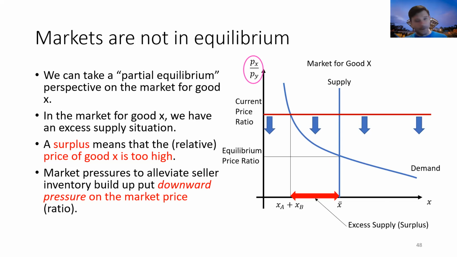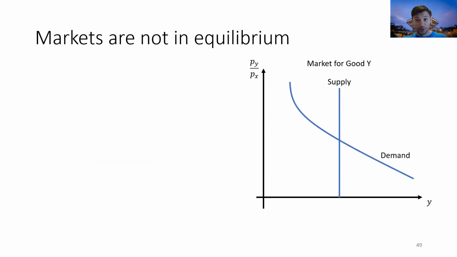Now, let's shift gears and look at the market for good Y. In the market for good Y, we also argued it was out of equilibrium, but not because there was a surplus. And again, notice in the market for good Y, I'm plotting PY on the vertical axis, but it's the ratio of PY to PX. In the market for good X, we had PX over PY as the relative price of good X. But in the market for good Y, the relative price of Y is PY divided by PX.